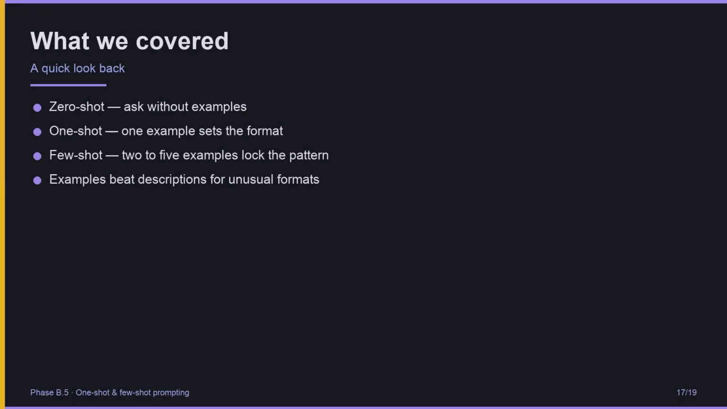Quick recap. Zero-shot is asking without examples, fine for common tasks. One-shot is one example, sets the format. Few-shot is 2 to 5 examples, locks in the pattern. Examples beat descriptions for unusual formats, edge cases, and production consistency.